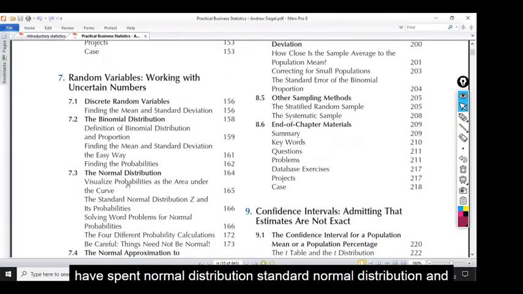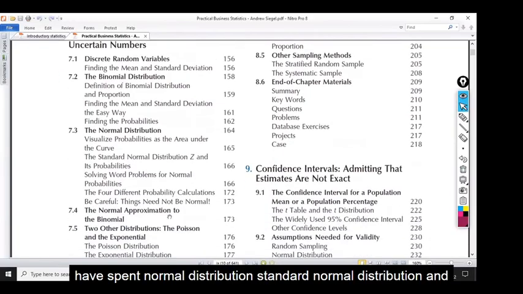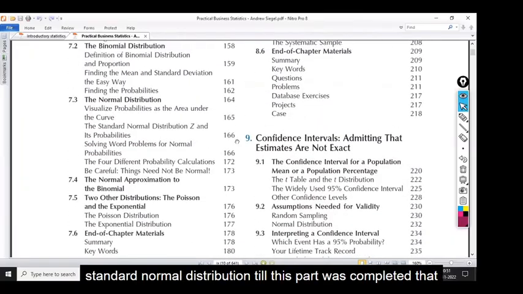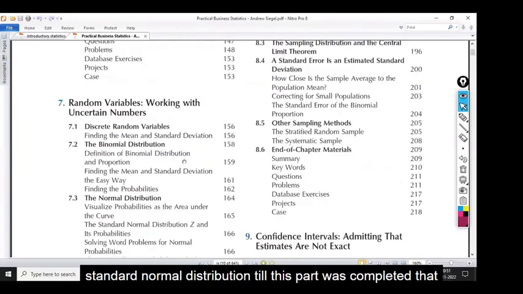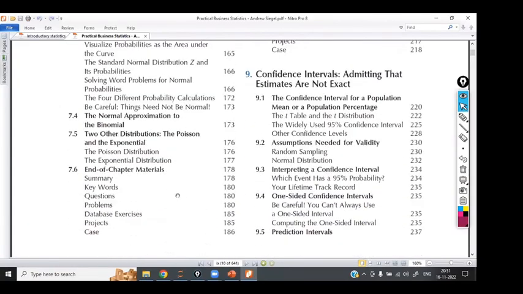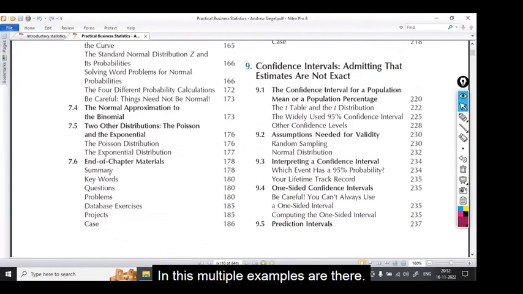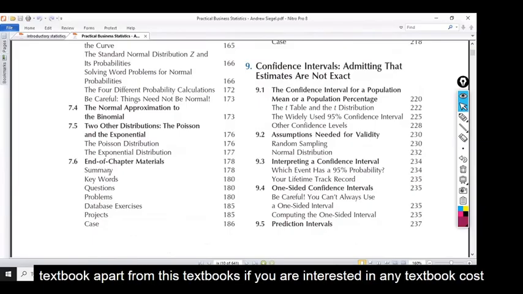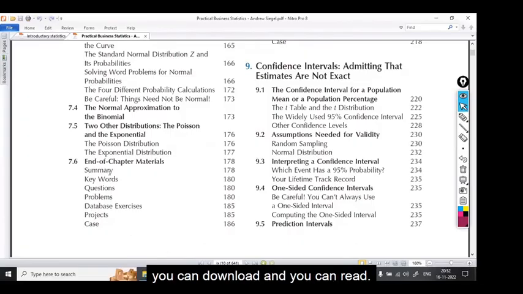Next, I have explained normal distribution, standard normal distribution, and how to calculate the area under the standard normal distribution. Till this part was completed. That is, as per this textbook, up to 186 was completed. In this, multiple examples are there. So I'm going to upload the textbooks, that textbook and this textbook. Apart from these textbooks, if you are interested in any textbook, you can download and read wherever and whichever you want.